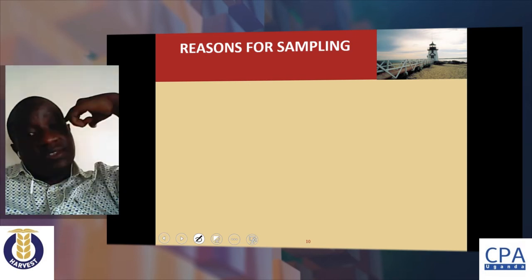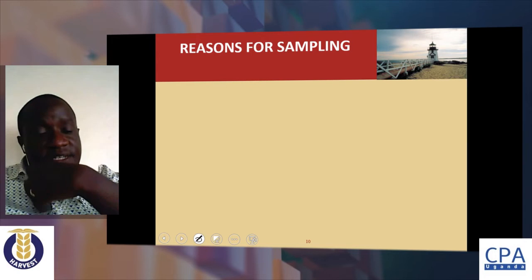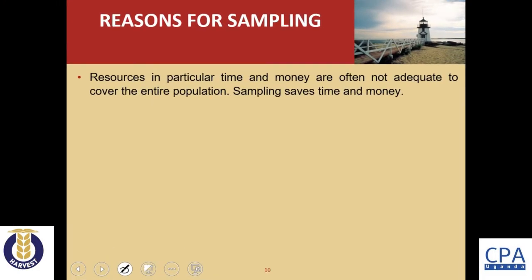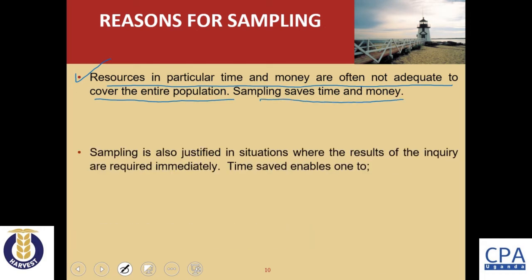So here we have the reasons for sampling in our slide, and we are saying sampling is justified because resources, okay, resources in particular time and money, are often not adequate to cover the entire population. So when you sample, you save time and money.